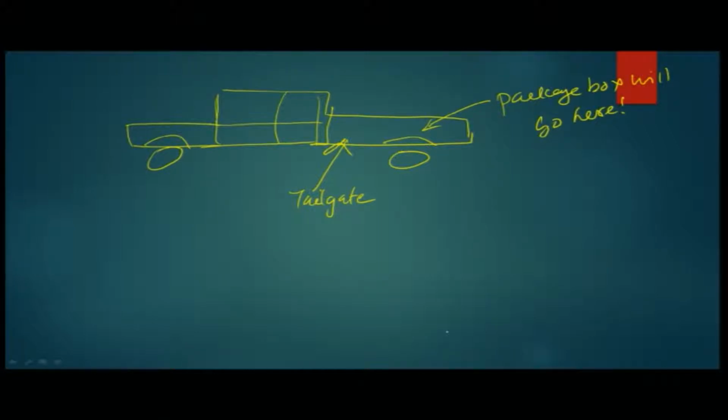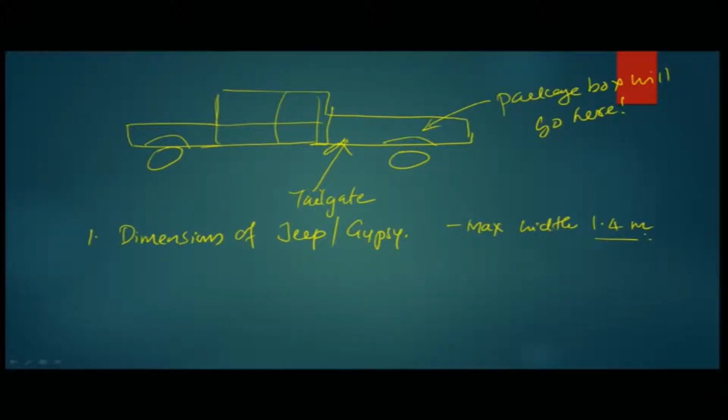Okay. Then the packaging team went and actually took dimensions. So, step 1 is dimensions of the Jeep/Gypsy. They took the dimensions and said, okay, the max width is 1.4 meters. So, the maximum width of the component that can fit into the back is 1.4 meters. And this input came from the packaging team.